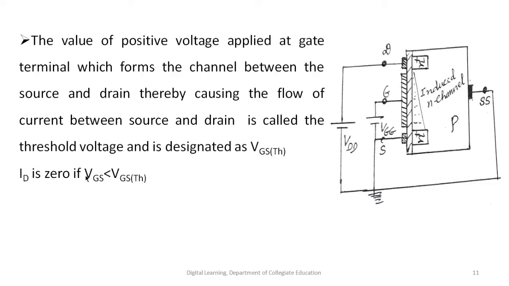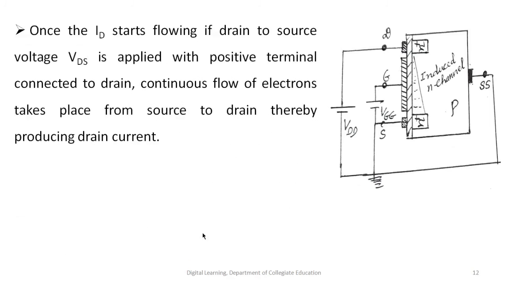Drain current is 0 if the gate to source voltage is less than the threshold gate to source voltage, and ID starts to flow when the gate to source voltage is greater than the threshold gate to source voltage. Once the drain current starts flowing, the drain to source voltage is applied. So when a suitable gate to source voltage is applied, the electrons will start flowing and drain current will flow.